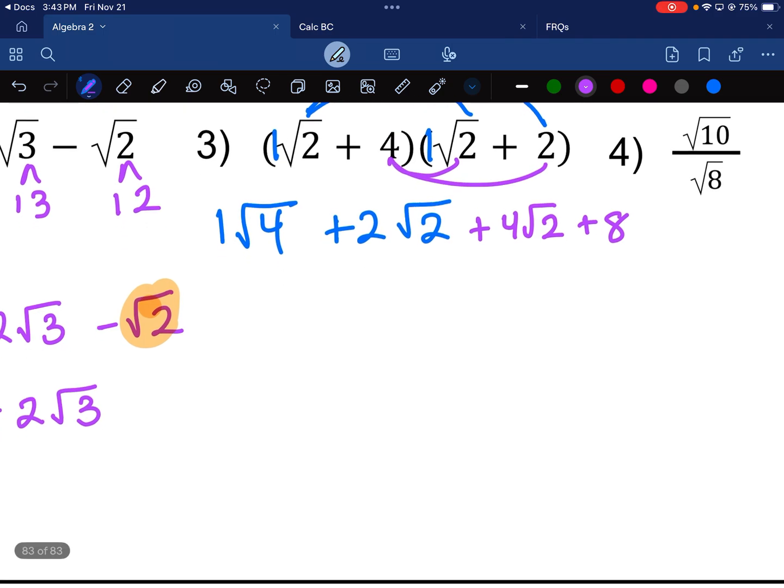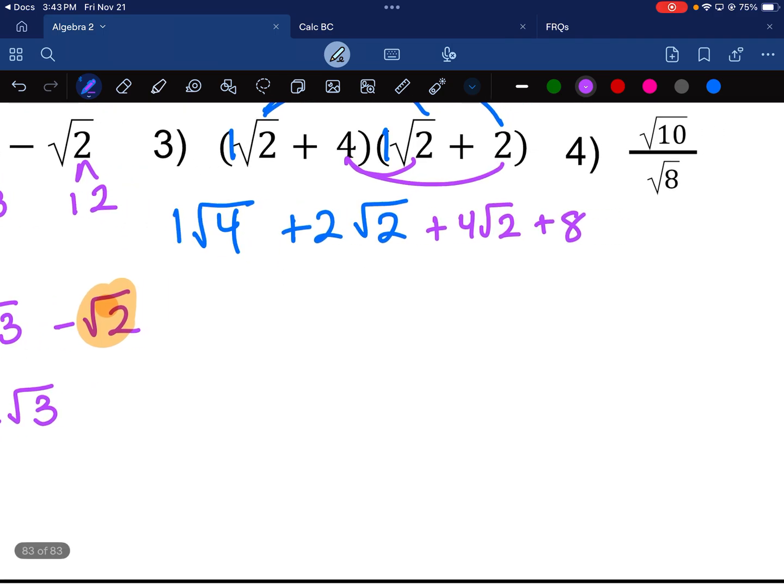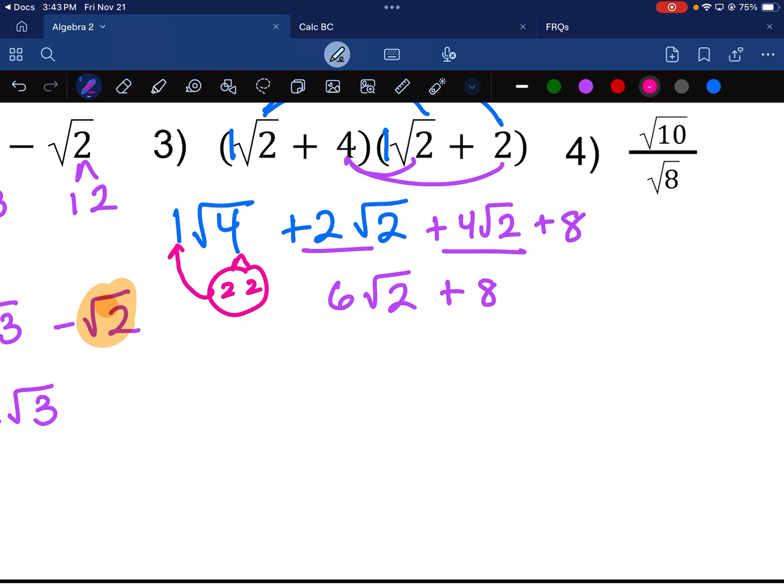Okay. So we look to see if we have any like terms. I see 2 like terms here. So 2 plus 4 is a 6 radical 2. This 8 we're going to bring down. And then let's simplify the 4 into 2 and 2. Those come out and multiply to that 1 to become a positive 2. 2 plus 8 is 10. And we still have our 6 radical 2. And we're all done there.